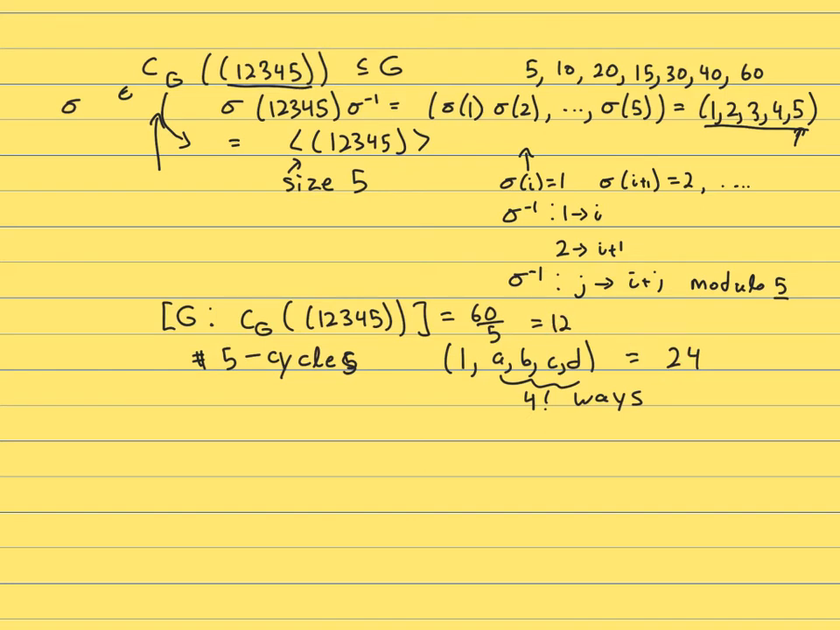12 is not 24. So not every 5 cycle is conjugate to (1 2 3 4 5). In particular, unlike the case of the symmetric group and the alternating group for 3 cycles, it's not the case that all k cycles are conjugate to each other. In other words, cycle types and conjugacy classes are not the same thing. So the conjugacy class of (1 2 3 4 5) has size 12, but it's not everything.